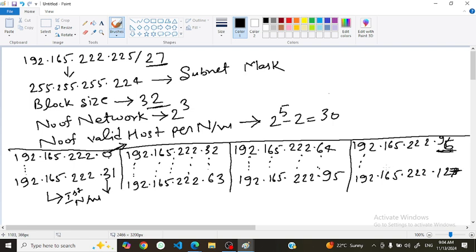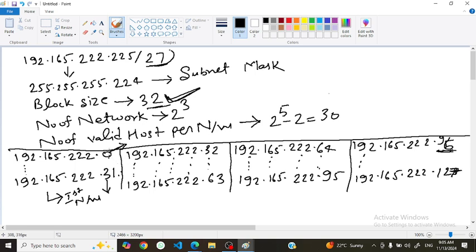Venkat, you are asking or Gaurav? Gaurav is asking. Okay, so we have a block range, a block size of 32, and we can change the values only in the last octet because it is /27. The total number of IP addresses will be 0 to 31, which is 32.